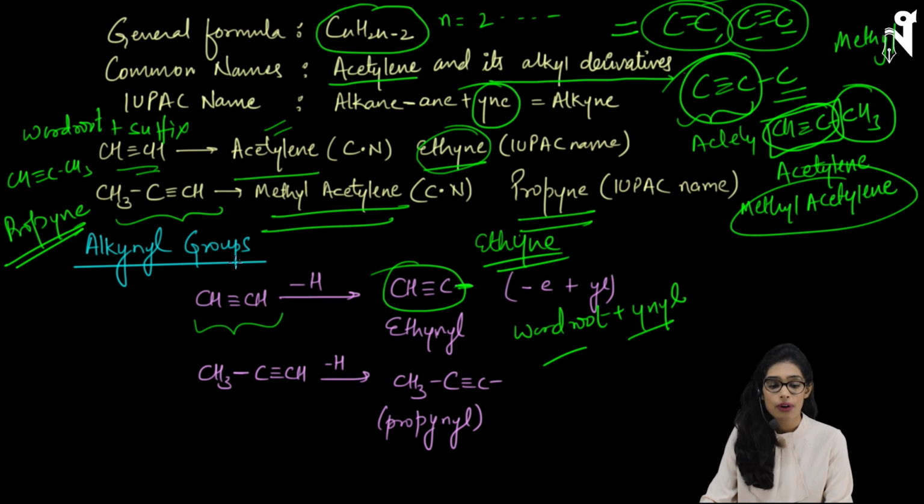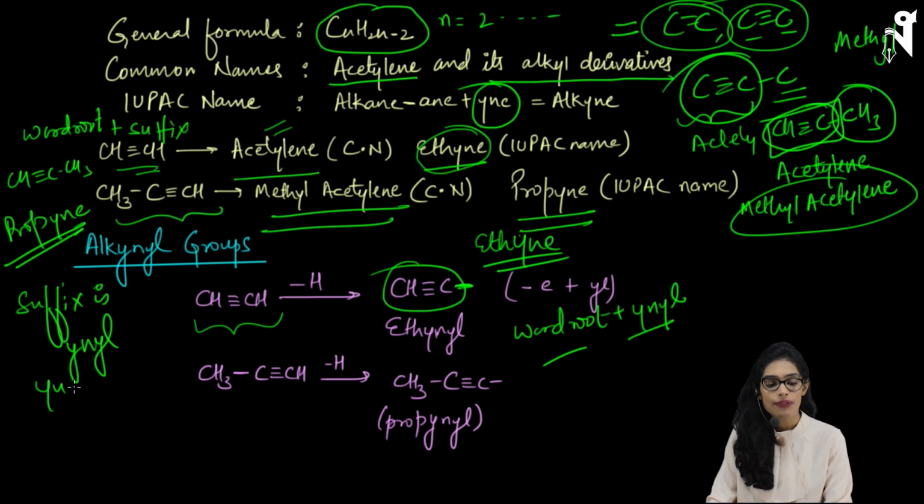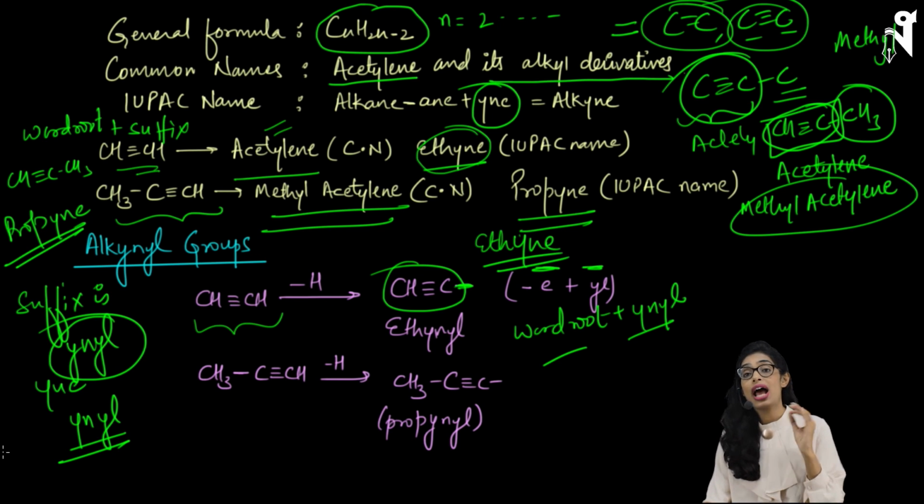So you can say for alkynyl groups, the suffix is YNYL. When you talk about alkynes, the suffix you use is yne. So what we have done is we have just removed the E and have put YL over here. So I have just mentioned it over here, minus E and plus YL. This is the suffix for alkynyl group which has been produced by removing one hydrogen from alkynes.